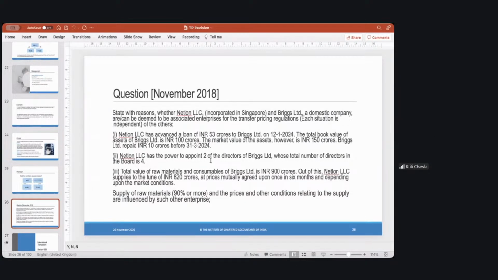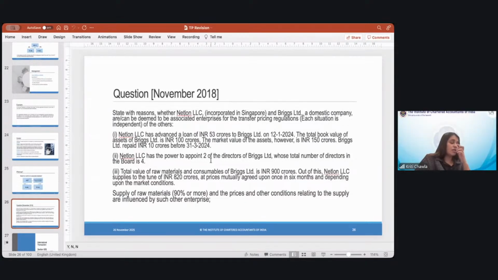So this is what you have to keep in mind. There are small things that you have to keep in mind, but this is the kind of question that is very important to test.